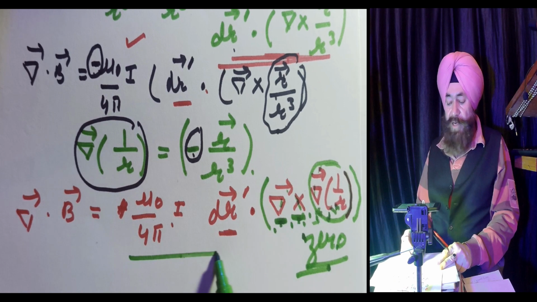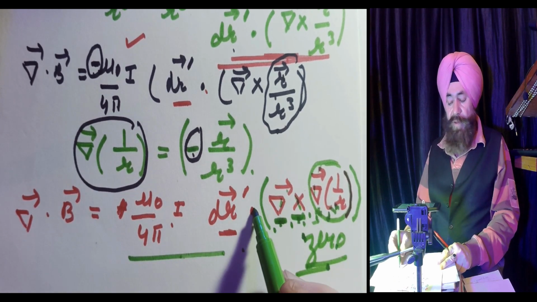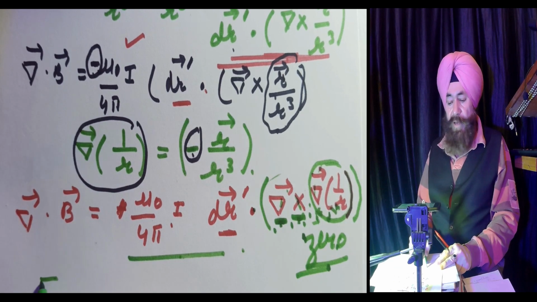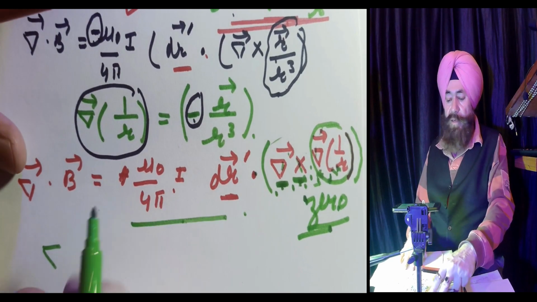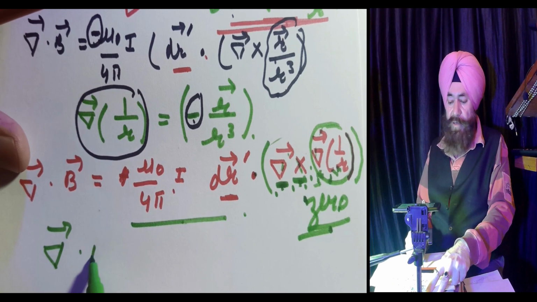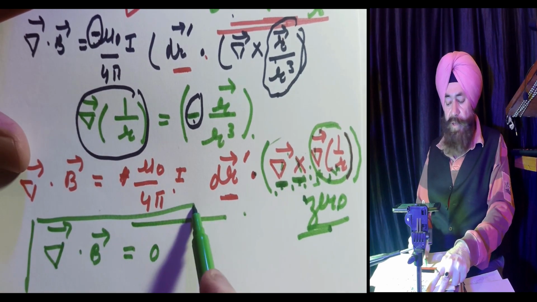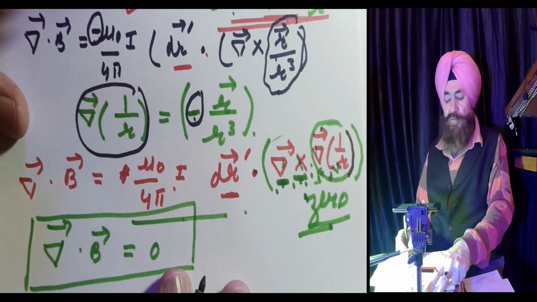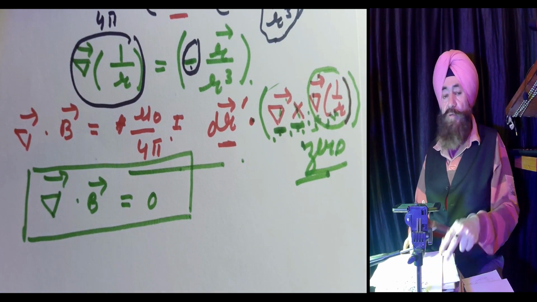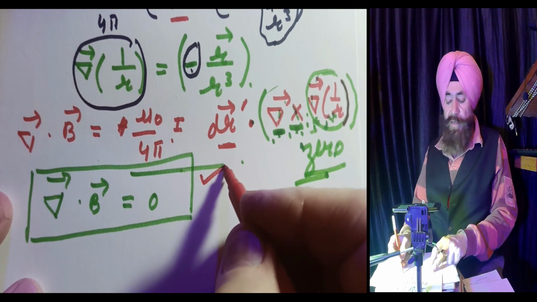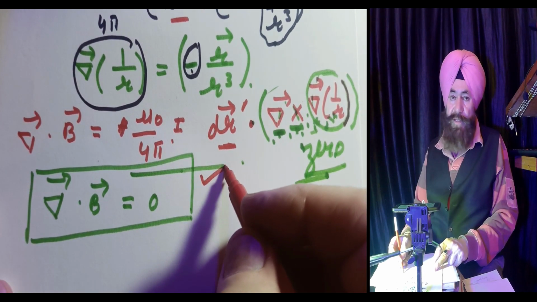That means what happened then? Del dot, then it is 0. It implies del vector dot B vector is equal to 0. The divergence of the magnetic field is always 0. So this is the result in the case of magnetostatics.